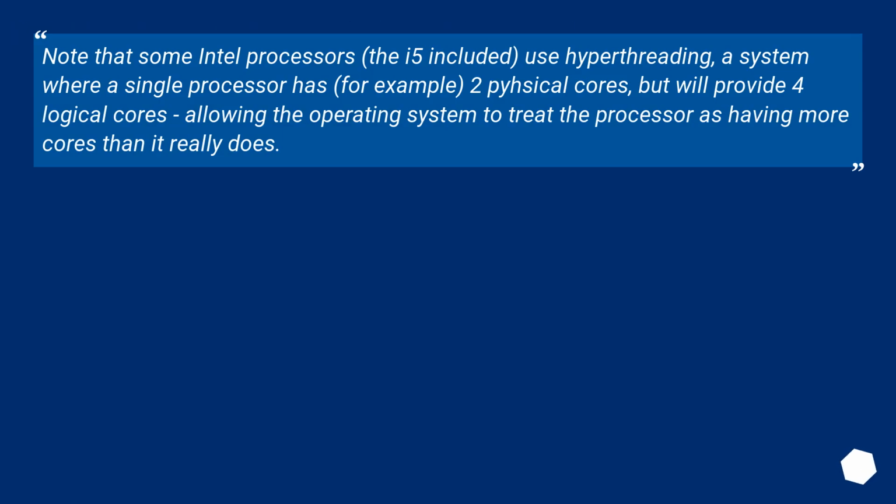Note that some Intel processors, the i5 included, use hyperthreading, a system where a single processor has, for example, 2 physical cores, but will provide 4 logical cores, allowing the operating system to treat the processor as having more cores than it really does.